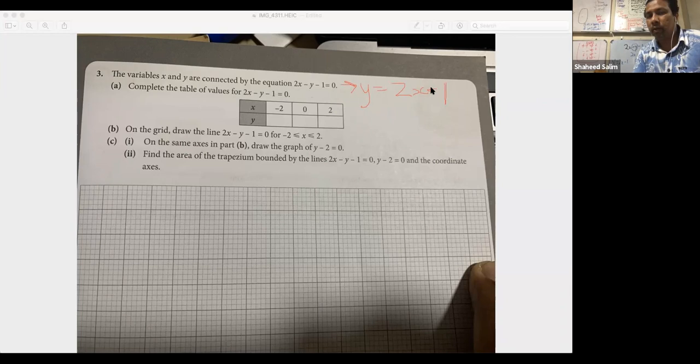Minus 1. So now you put in the value. You have x now is -2. So you put in -2 to find out what's the value. 2 is here, x is -2. Can you see now what I'm doing? Then you find the value of y.